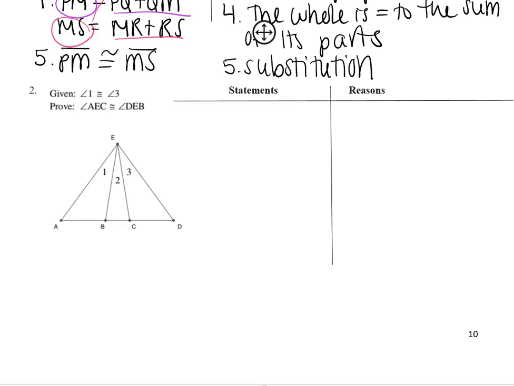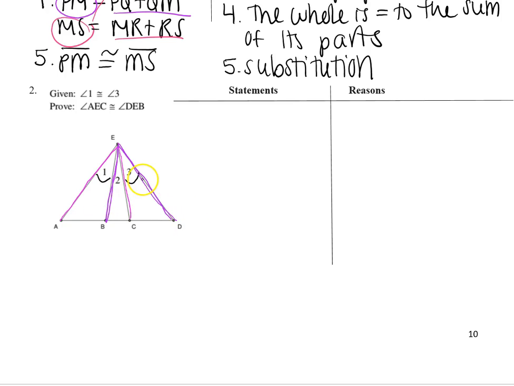Alright, lastly here, I've got angle 1 congruent to angle 3, and AEC, so that's this whole angle, is where I'm trying to go. Angle 1 is congruent to angle 3. I'm trying to show that AEC is congruent to DEB. So here's AEC, this whole angle here in pink, and then I'll do in purple DEB. Okay, so I'm trying to show that the pink angle is congruent to the purple angle.